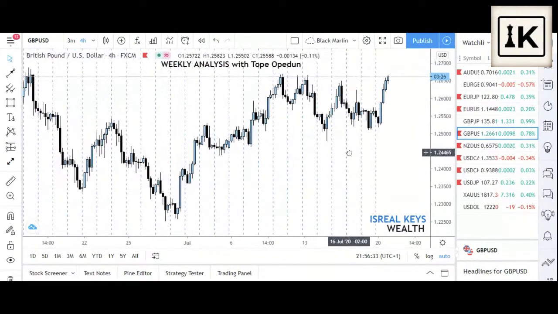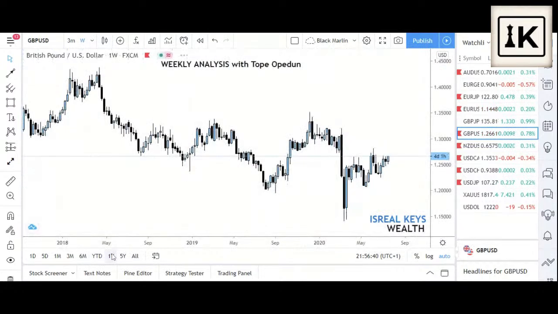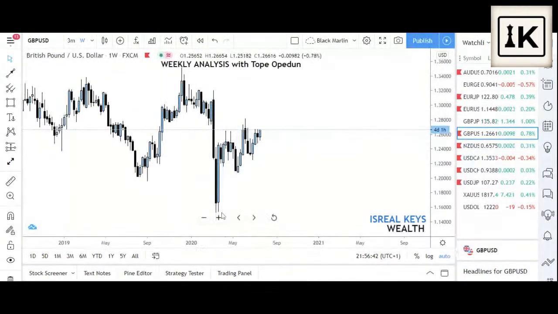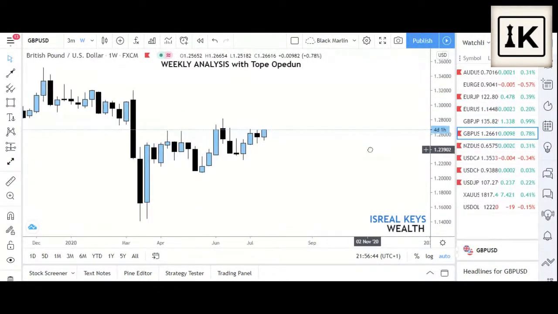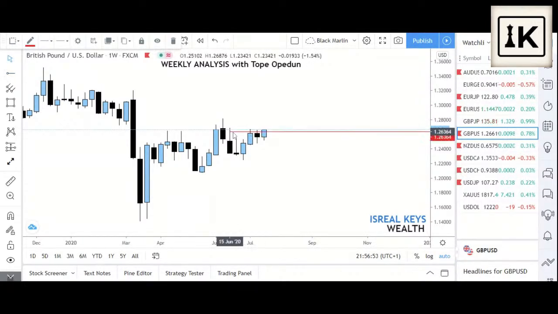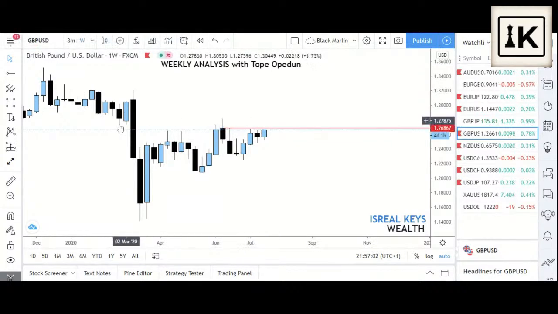Okay, so for pound USD, let's go to the weekly. Let's see what we have. So the levels I was targeting, or will be targeting, would have been this 2 weeks ago high, which coincides with the high from 4 or 5 weeks ago. That was a very, very good level. Okay, it's a very good level to target.